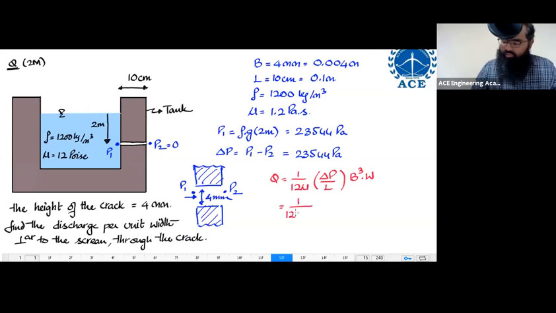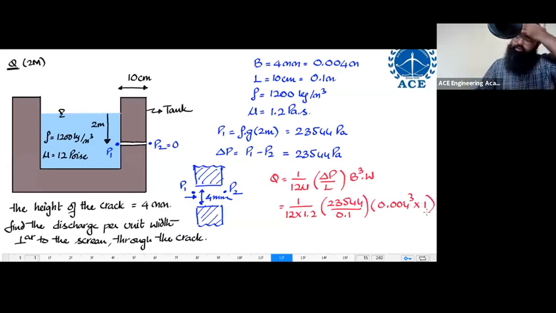1 by 12 into mu over here is equal to 1.2. Delta P over here is equal to 23544 divided by L, which is equal to 0.1. B cube over here is equal to 0.004 cube into width over here, unit width. Okay, let's do it. Give me the value of Q.